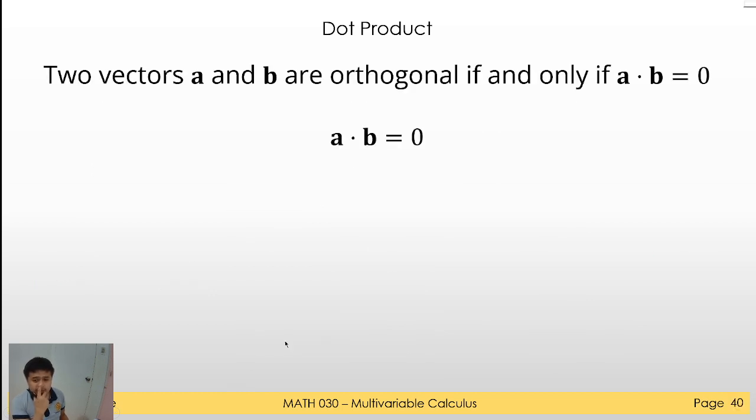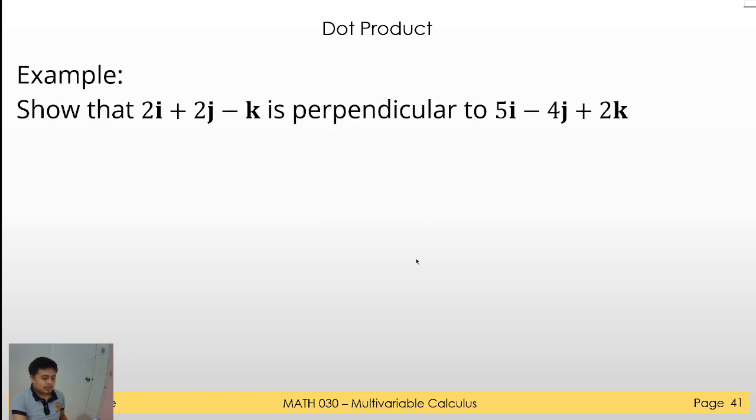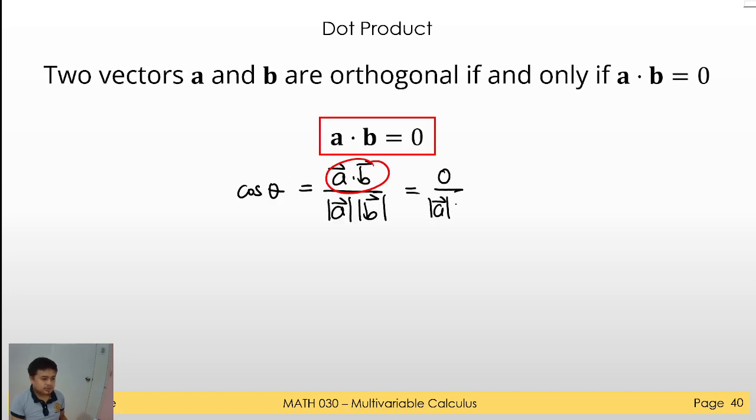Okay, so let's talk about the orthogonality of a vector. If two vectors A and B are orthogonal, then their dot product is equal to 0. So why is that? If you could recall again, cosine theta is equal to A dot B over the length of A times the length of B. So let's say this becomes 0, then this will be 0 over the multiplication of these two lengths. So basically, this is just 0.